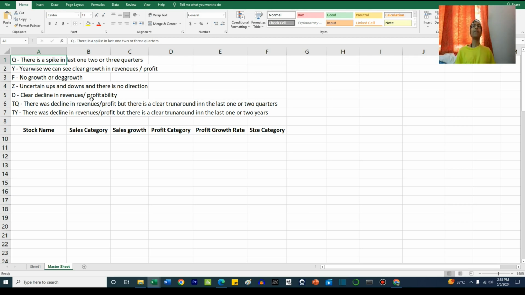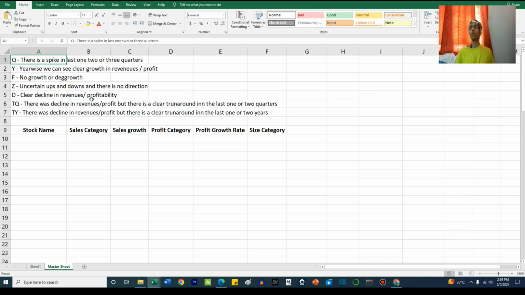TQ and TY are basically turnaround companies. TQ means the turnaround has happened maybe in the last two or three quarters, or the last one or two quarters. You can see the numbers in the last one or two quarters jumping. TY means maybe the last 8 or 9 years, or 7 or 8 years, were bad, but in the last 1, 2 or 3 years the numbers have turned around. So these are the categories. We have to check the revenue patterns and the profit patterns separately and decipher what their category should be called.